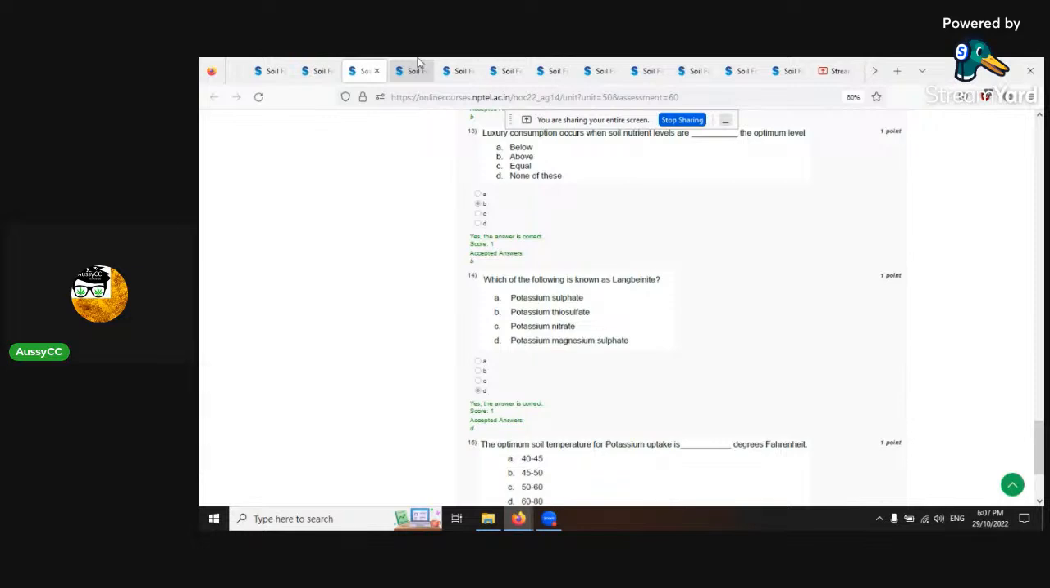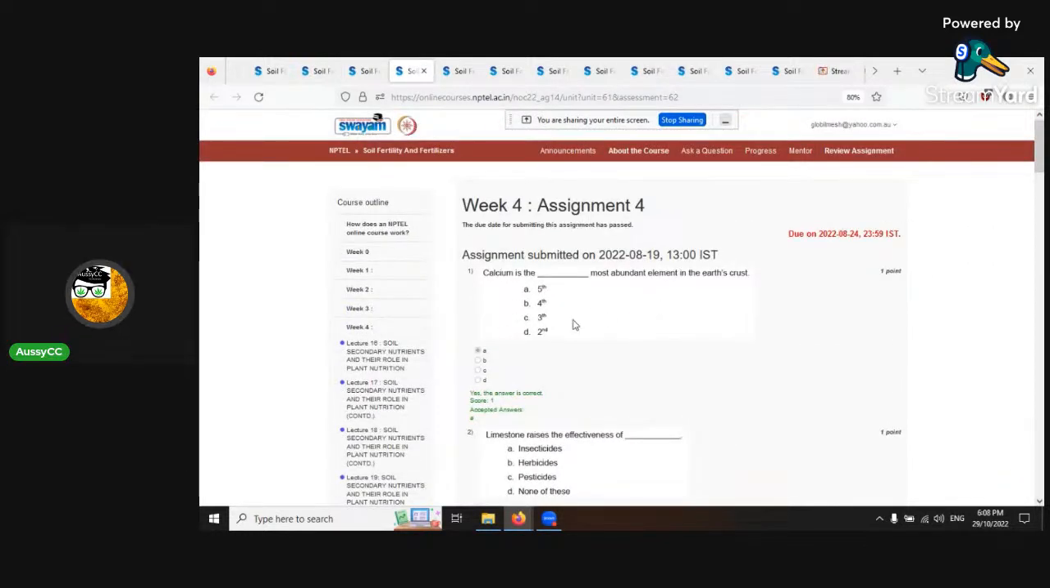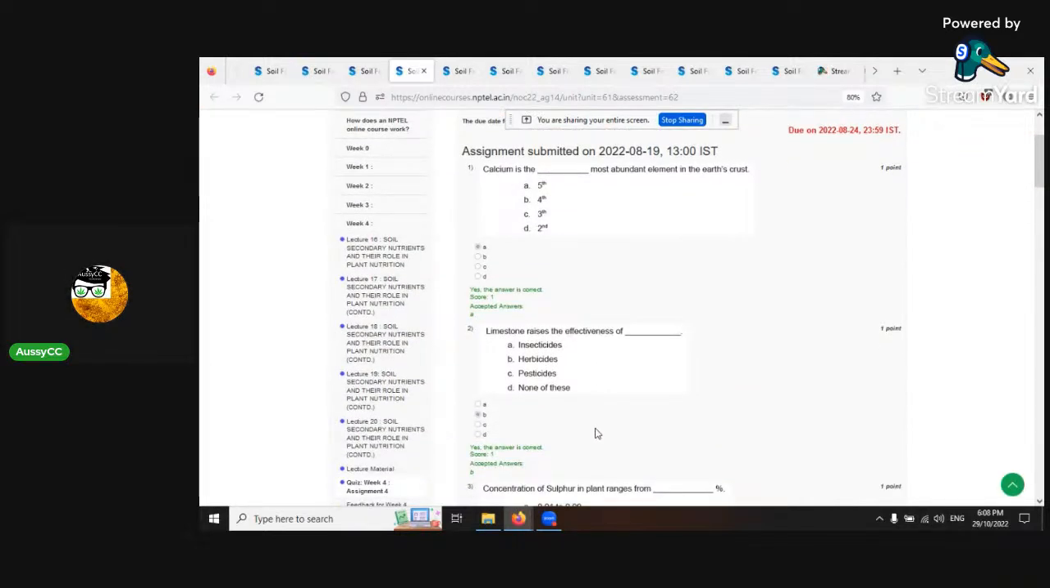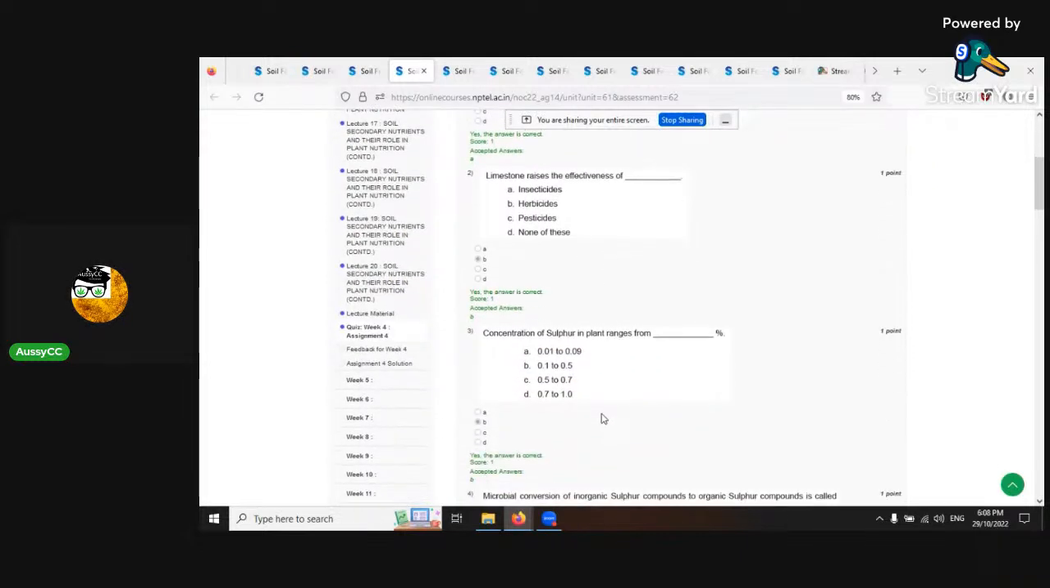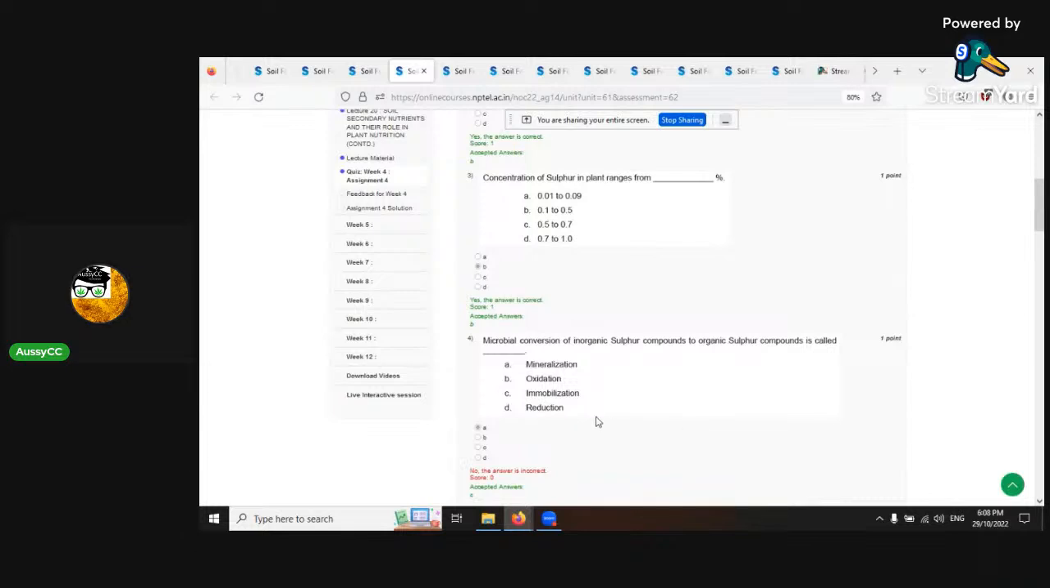Yes. Calcium is the 5th largest element. Limestone effectiveness is for herbicides. It helps with that. Concentration of sulfur in plant ranges from 0.1 to 0.5. Microbial conversion of inorganic sulfur compounds to organic compounds is called microbial conversion of inorganic to organic. So if you're converting inorganic to organic, you're going to immobilize it. No, mineralize A. No, C is immobilized.